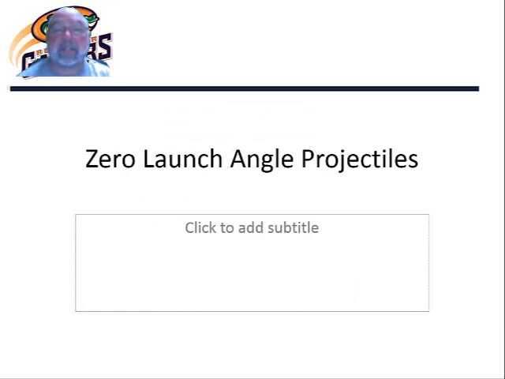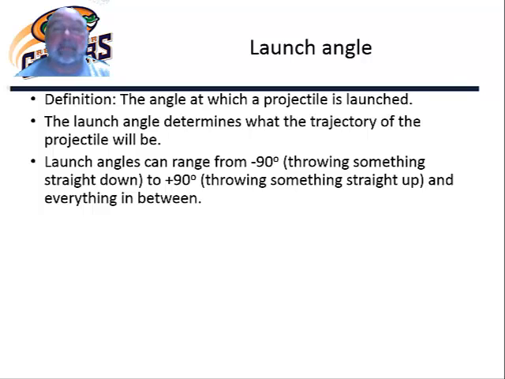Now we're going to look at a particular class of projectiles, zero launch angle or horizontally launched projectiles. So the launch angle is the angle at which the projectile is launched. Big surprise there, I bet. And the launch angle determines what the trajectory of the projectile will be. And launch angles can range from negative 90 degrees, which is what happens when you're throwing something straight down, to a positive 90 degrees, throwing something straight up, and everything in between.